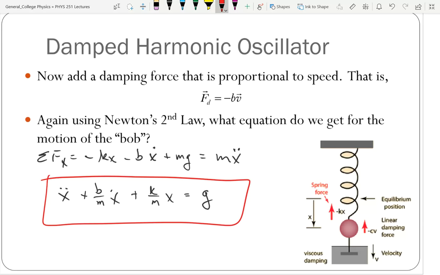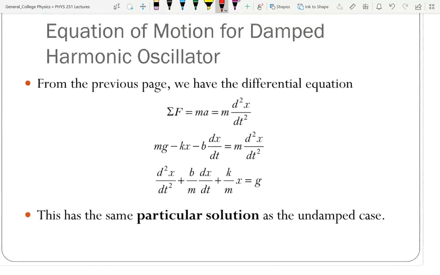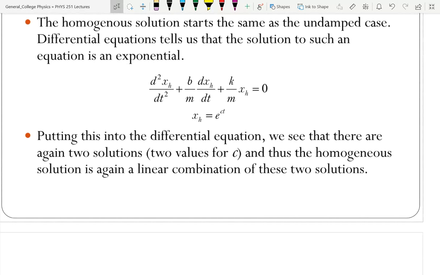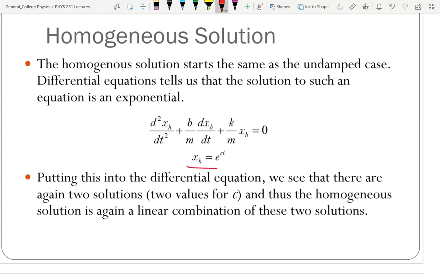Well, we're going to do exactly what we did before. We have two types of solution. We have the particular and the homogeneous. And right away, you can see that again x particular is equal to gm over k. The x particular didn't change. Here's the equation with using d t squared. So the particular solution is going to be the same thing. And the homogeneous solution has the same form.